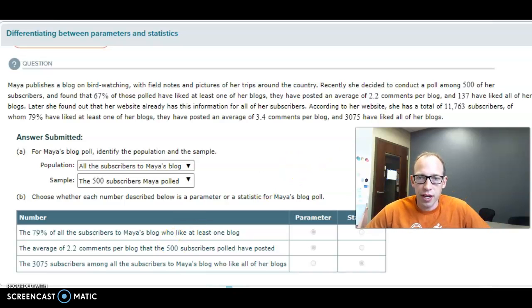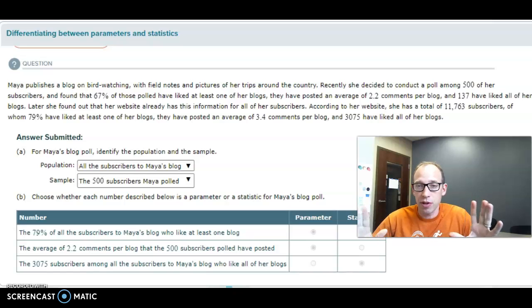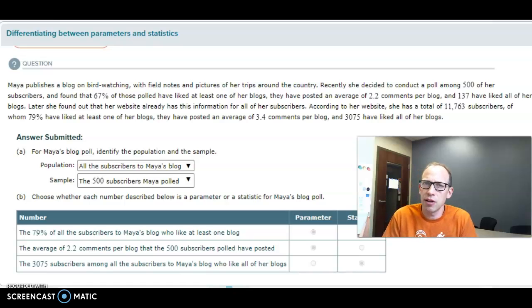Okay, so here we have a difference between parameters and statistics. This is really important because moving into the second half of this course, everything starts to become about statistics and how they estimate a parameter. So unless you know the difference between the two, it's hard to really comprehend some of those higher concepts later in the course.